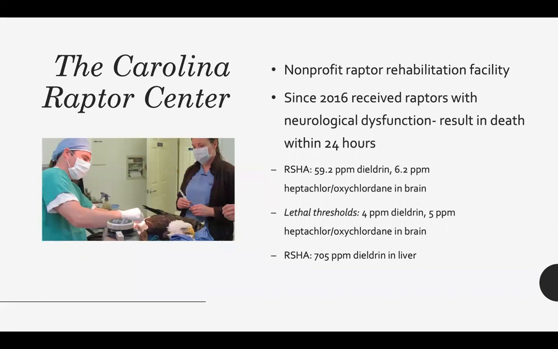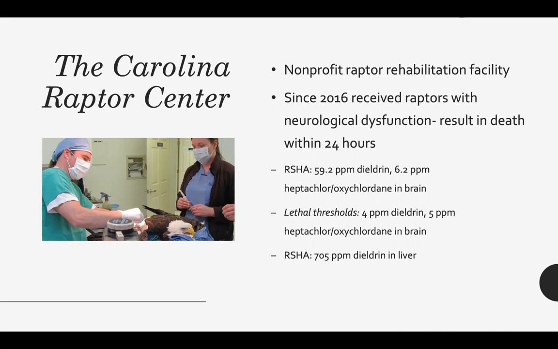The Carolina Raptor Center is a nonprofit raptor rehabilitation facility located in the Charlotte region. Despite the general trend of organochlorine residues decreasing in the environment, since 2016 they have received raptors with neurological dysfunction, which is a sign of disease and spinal injury, but also of pesticide toxicity. These raptors died regardless of treatment within 24 hours of arrival. Following extensive investigation, some of these fatalities appear to be caused by extremely high levels of organochlorines.